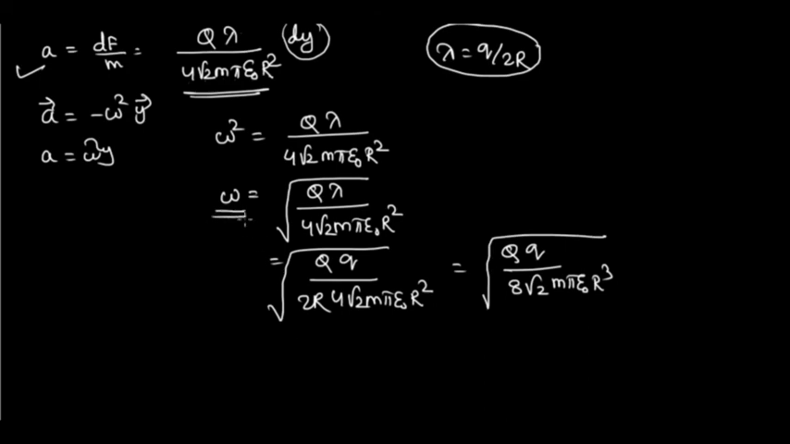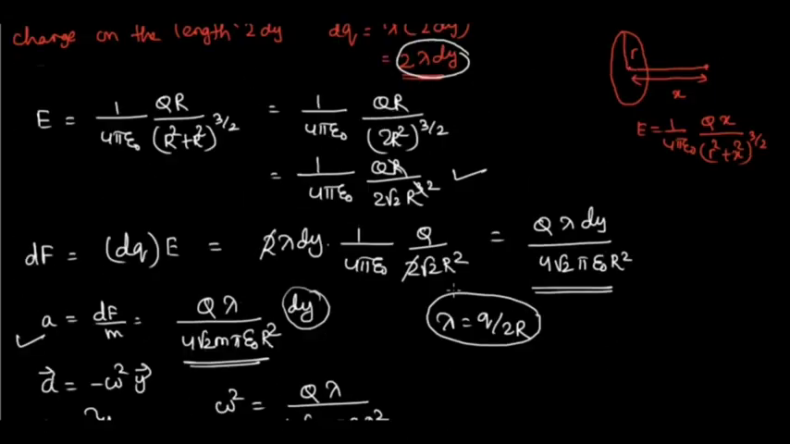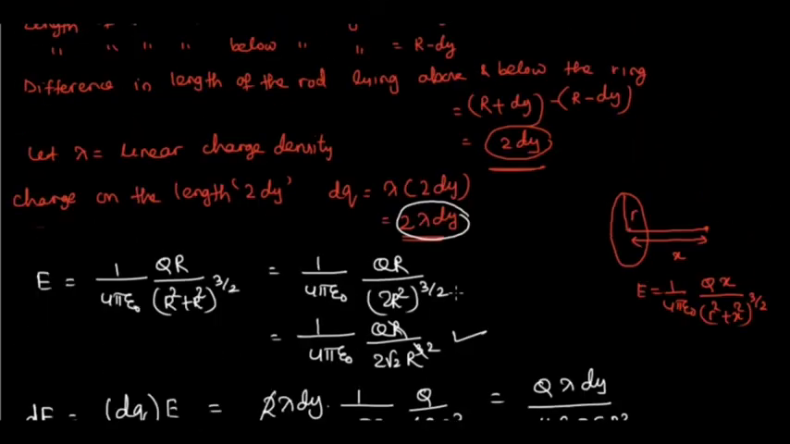So after finding the omega, you can easily calculate what is the time period. Time period T will be 2 pi by omega. So in place of omega, you can put this value. So you'll get 2 pi, square root of 8 root 2 m pi epsilon naught r cube divided by capital Q into small q. So students, in this way you can find the time period of the SHM exhibited by the charge rod.